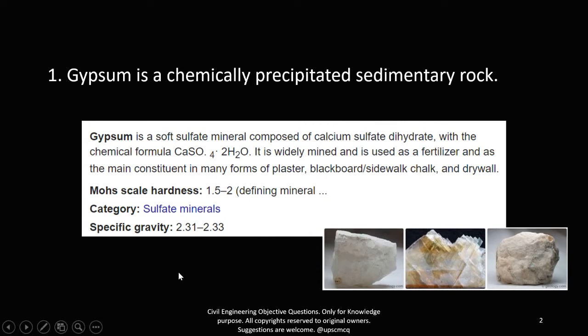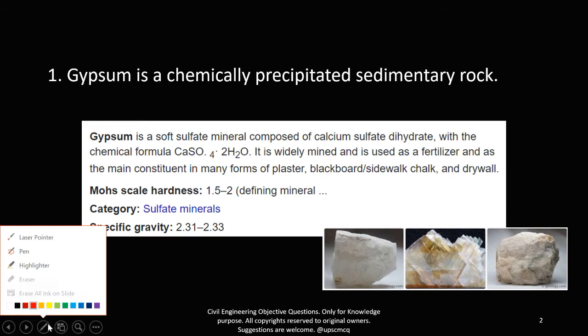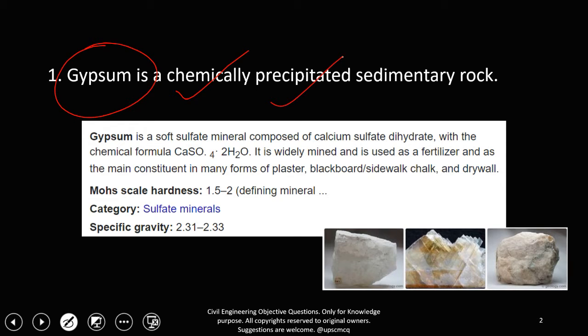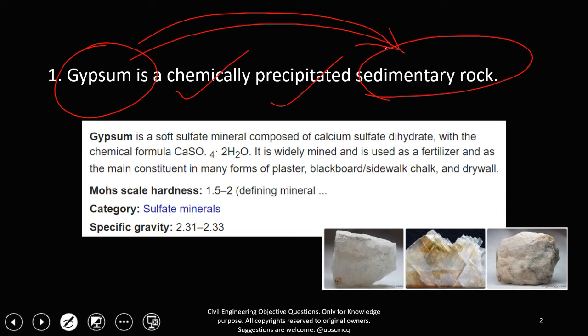Gypsum is a chemically precipitated sedimentary rock. This is an important point. The main point here is that gypsum is a sedimentary rock. So the question could be framed as: gypsum is a sedimentary rock, or a metamorphic rock, or an igneous rock. The answer would be that gypsum is a sedimentary rock.